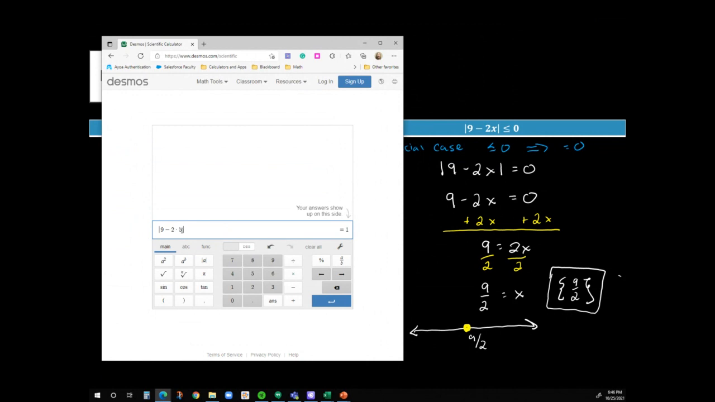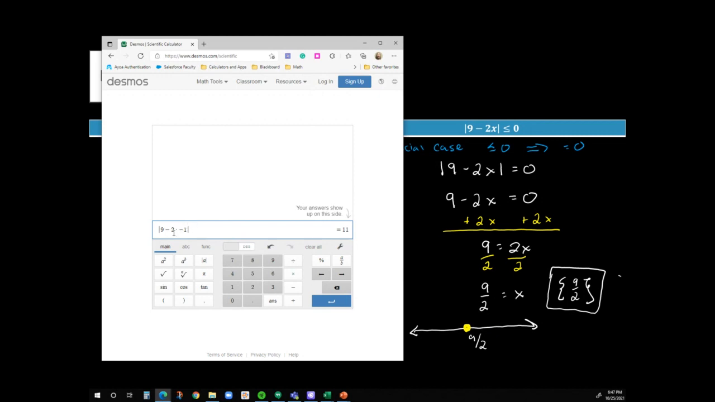So if I plugged in 5 for x, again, we're getting 1. It's not going to work. It's not less than or equal to 0. And you can keep trying different numbers here. The larger the number you put in here, it's just going to get bigger. And if I put in even a negative number, it's still not going to get me close to 0. The only place where I'm going to be less than or equal to 0 is at 9/2.